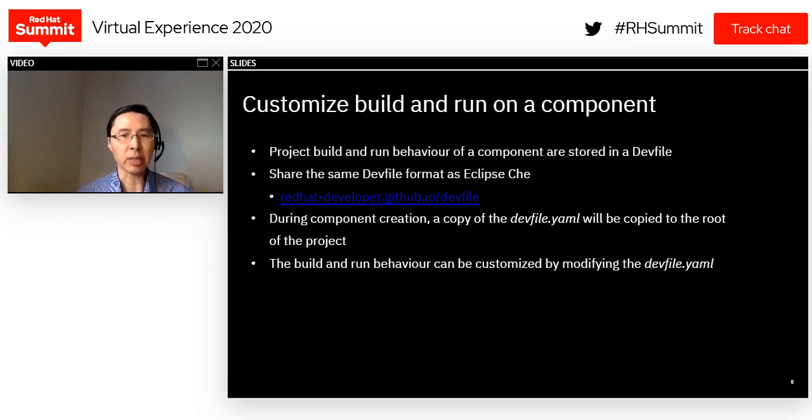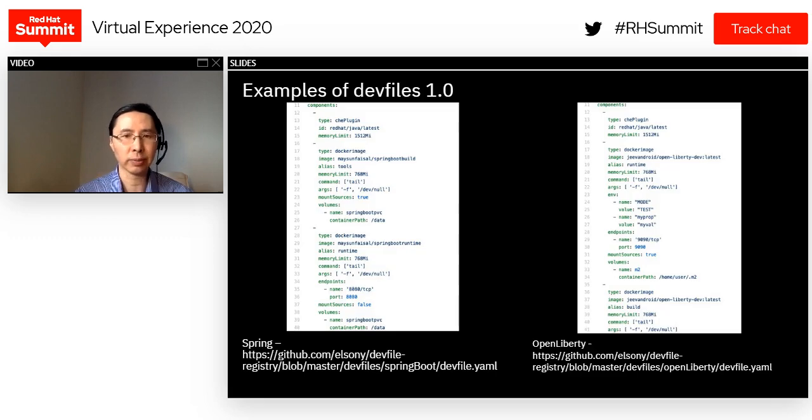So basically what that means is the build and run information is stored within your project. In case you do want to customize your build, you can open up that YAML file and modify it so that you can change the way the build and run goes.